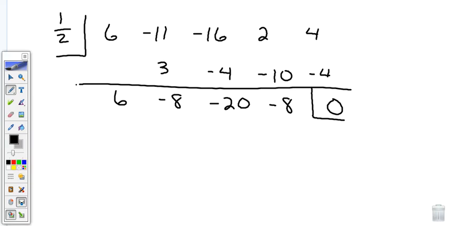Carson, I'm having a brain fart and I don't understand how to do it with the fraction. I think bring this down, right? Yeah, bring that 6 down. 6 times half is 3. Add. Okay, yeah, that's what I thought.